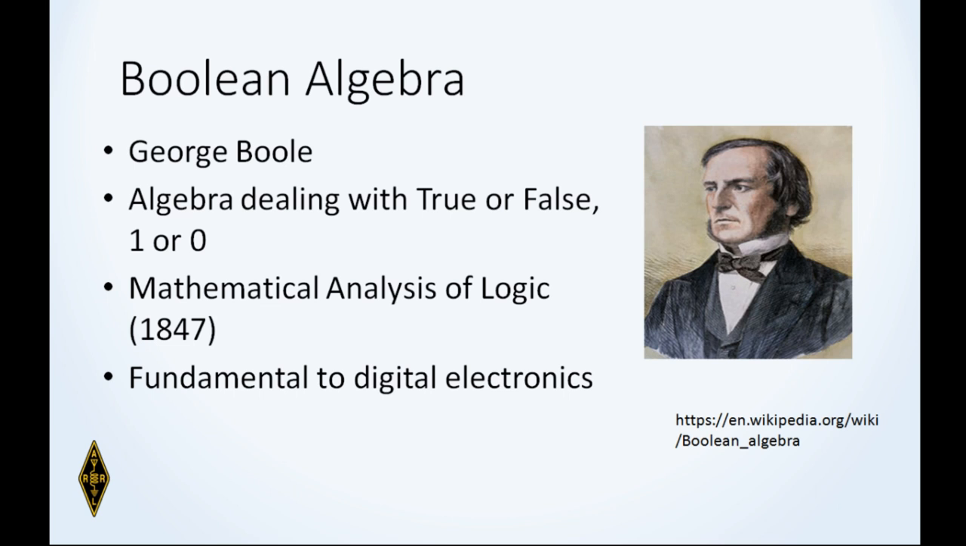So we have to credit George Boole for Boolean algebra. It's an algebraic system that deals with truth or falsity. A one or zero was used to represent those states. And it's fundamental to the understanding of digital electronics. But the thing is that he worked this all out well before digital electronics was even thought of.